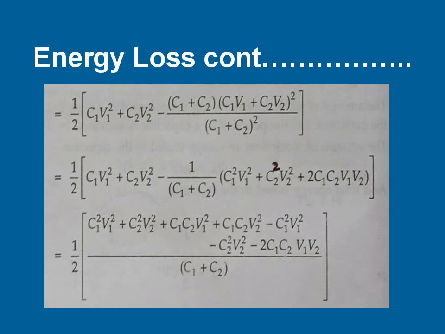You get the last equation, which is in the form of, observation slide. What you get? Half inside the bracket C1 square V1 square plus C2 square V2 square plus C1 C2 V1 square plus C1 C2 V2 square minus C1 square V1 square minus C2 square V2 square minus 2 times C1 C2 into V1 V2, whole upon C1 plus C2. To proceed with this equation, next slide. I hope you have no doubt up to this.